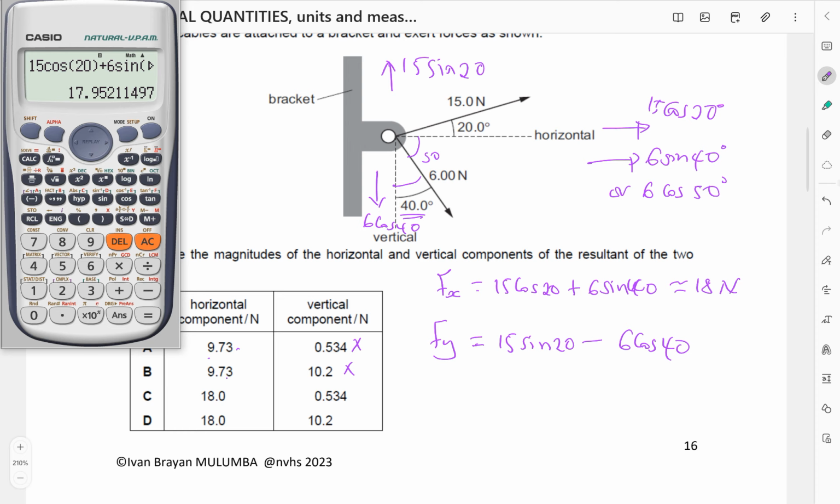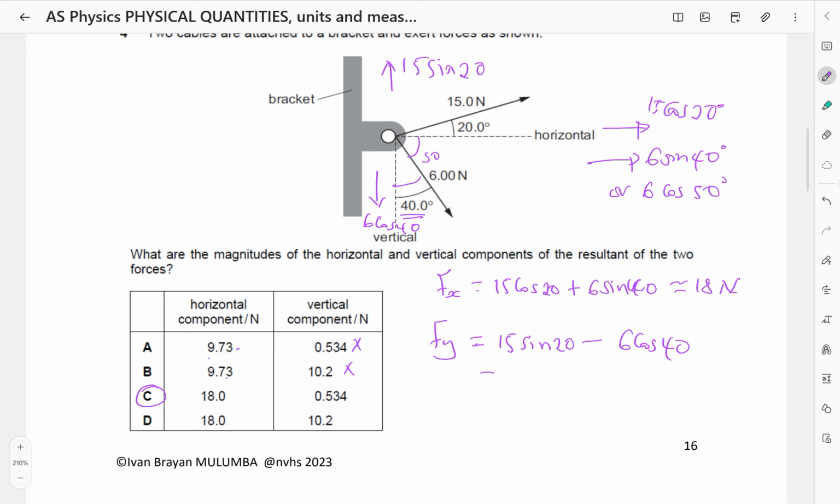Don't mind whichever is negative. The magnitude is what we are interested in here. So 15 sine of 20 minus 6 cos of 40. I am getting 0.534. That means our answer is going to be C. So this is 0.534 newtons. So the answer is C.